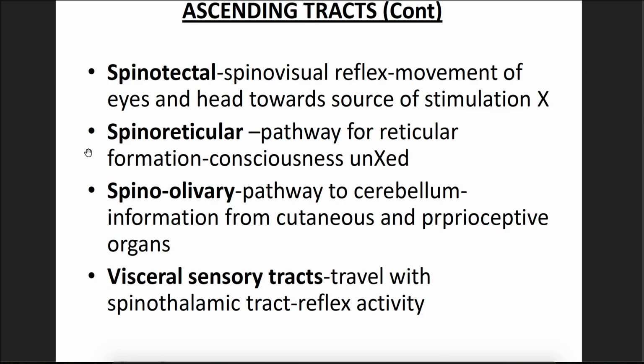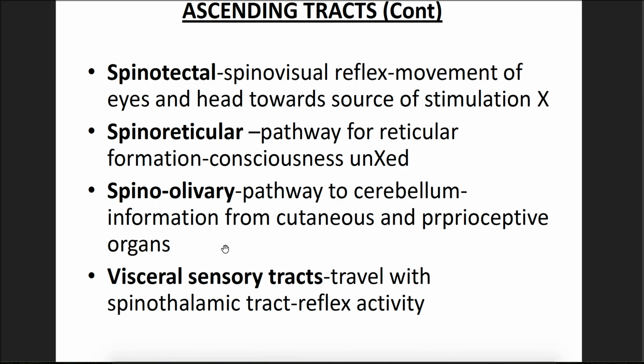Spino-reticular: you know that in the pons, in the medulla, in the midbrain, there is a collection of neurons concerned with our consciousness and level of alertness. That collection of neurons is called the reticular formation, which is present in the pons, medulla, and midbrain. The spino-reticular pathway goes to the reticular formation, and it influences level of consciousness. The spino-reticular tract is uncrossed. Spinotectal is crossed.